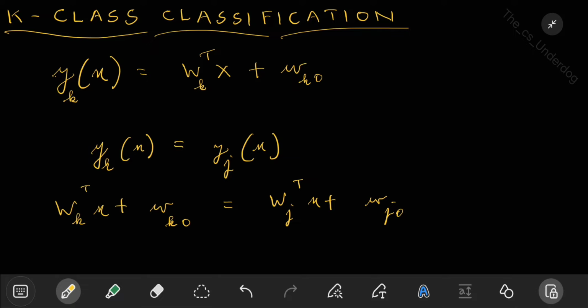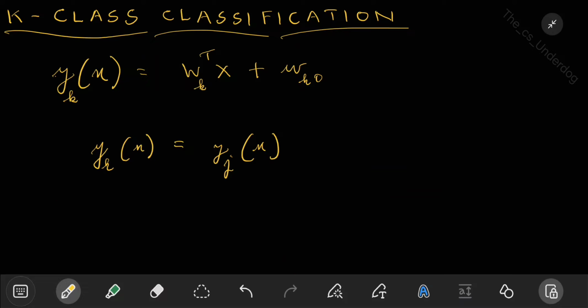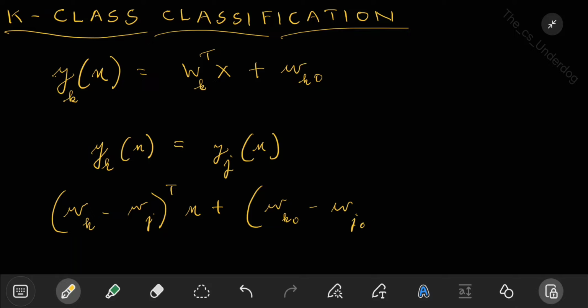So if you take this term to this side and take x as common, and also take this term to this side, then what will it become? It will become (wk minus wj) whole transpose x plus wk0 minus wj0. This is what it becomes. This is equal to 0. So this is the equation of the line.